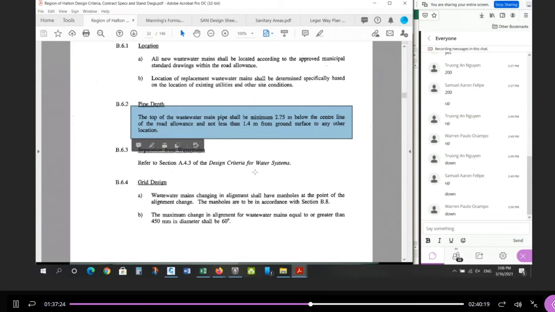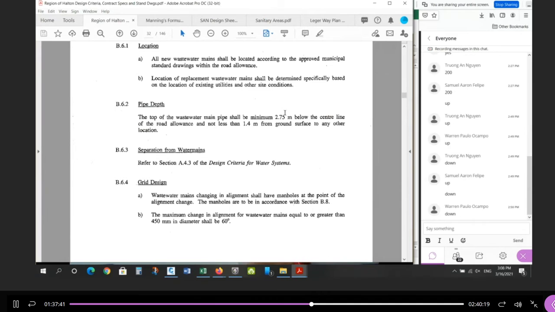The top of the wastewater main shall be a minimum of 2.75 meters below the center line elevation of the road, and not less than 1.4 from the ground surface to any other location. Okay, so the minimum is 2.75. So if I know the slope, if I know the elevation on the road, I could subtract 2.75 and then subtract the pipe size. And that'll give me the invert at the top end of the system.